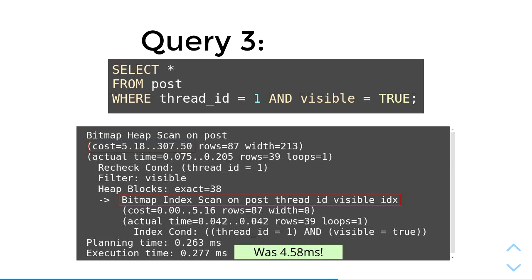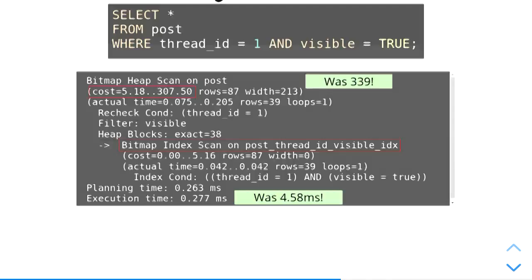0.277 milliseconds. So it was at 4.58. So we've actually dropped an order of magnitude. And it was at a cost of 339. Now it's at a cost of 307. Again, slightly better. Not a huge improvement, but an improvement.